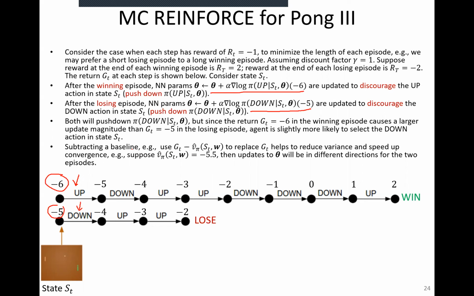So subtracting a baseline, for example, subtracting the value function for state ST to replace GT, helps to reduce the variance and speed up convergence. Suppose you subtract a baseline of -5.5, then updates to theta will be in two different directions for the two episodes. One is positive, one is negative. But in this case, both are negative, but their magnitudes are different.